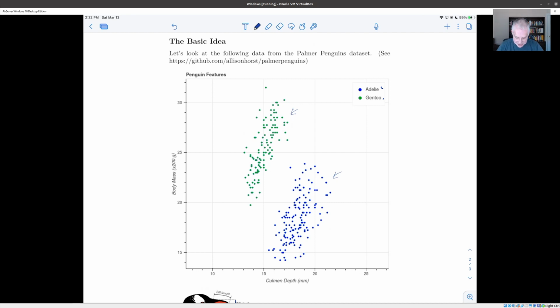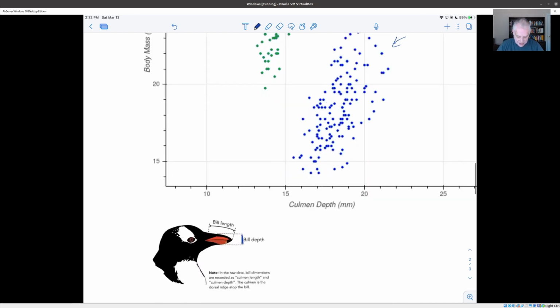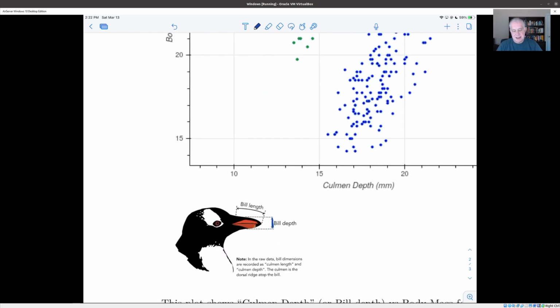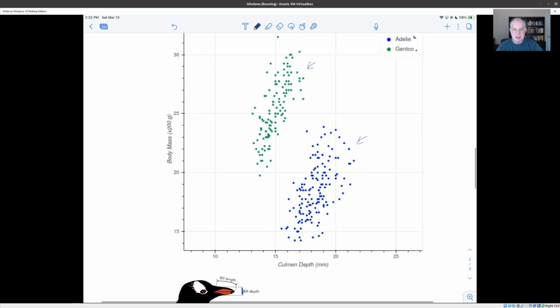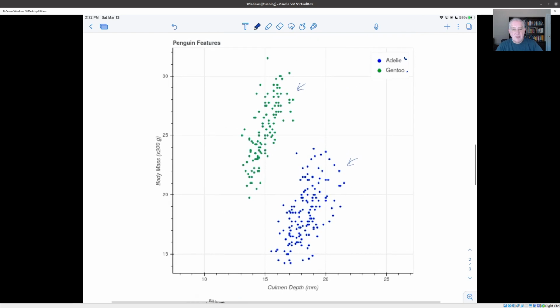In case you're interested, the culmen depth, if you look in the penguins' GitHub site, you'll see that they have this nice picture, and they show you that the culmen depth is really the depth of the penguin's bill. So that seems to be an important feature for distinguishing between penguins. We want to find a classification algorithm that will allow us to distinguish between Gentoo and Adelie penguins based on this phenomenon that they fall into different clusters on these two features.